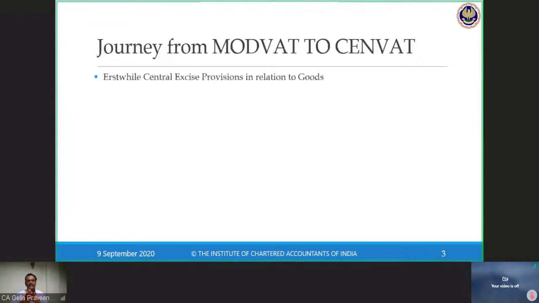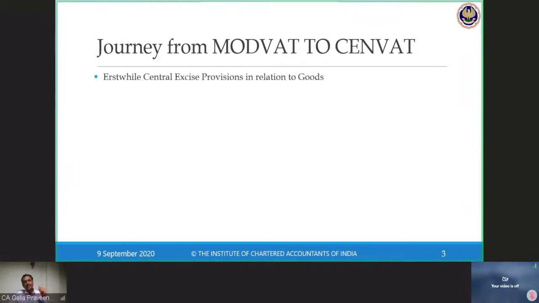Erstwhile under central excise in relation to goods, when we talk about central excise, these provisions are applicable in relation to manufacturing activity. So when goods were manufactured, eligibility of input tax credit was there. Those days we used to call it MODVAT, modified value added tax. So this MODVAT was precisely in relation to goods which are manufactured.